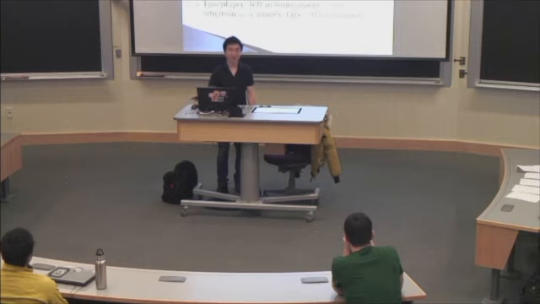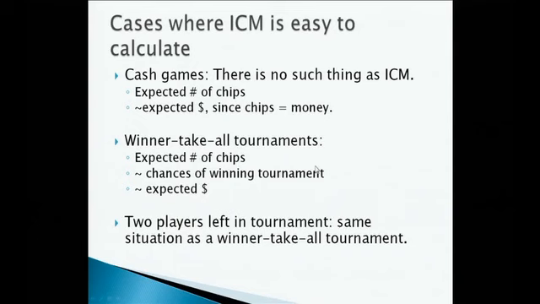Okay, so what are some cases where ICM is easy to calculate? So like I said, in cash games, there's no such thing as ICM. You're just playing to maximize expected number of chips. And your goal is essentially, you're sitting down at the cash game looking to get into favorable all-ins, hopefully winning the money of the person you're targeting. And in winner-takes-all tournaments, it's also the same. Because you're just looking at your chances of winning the tournament, and that's always just your number of chips. So you're just trying to maximize expected number of chips.